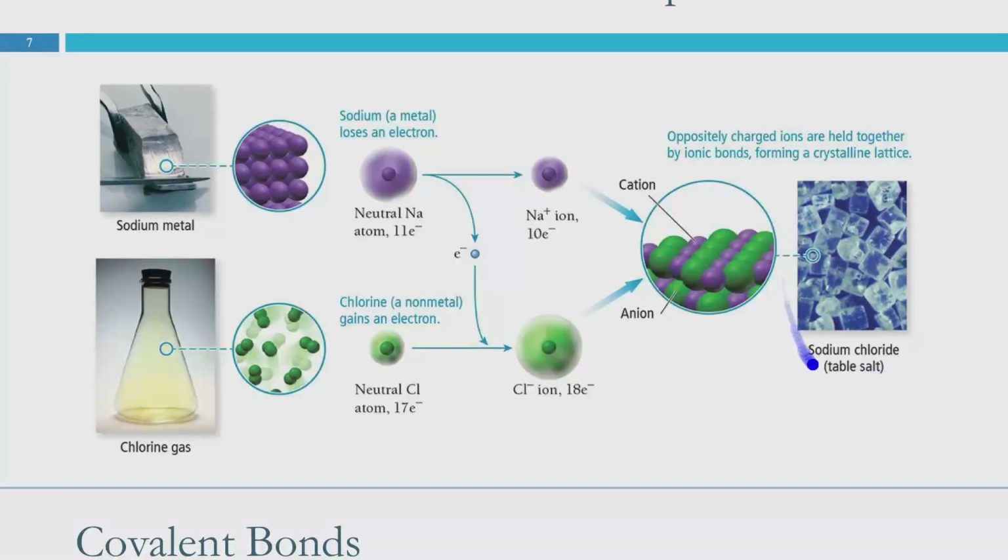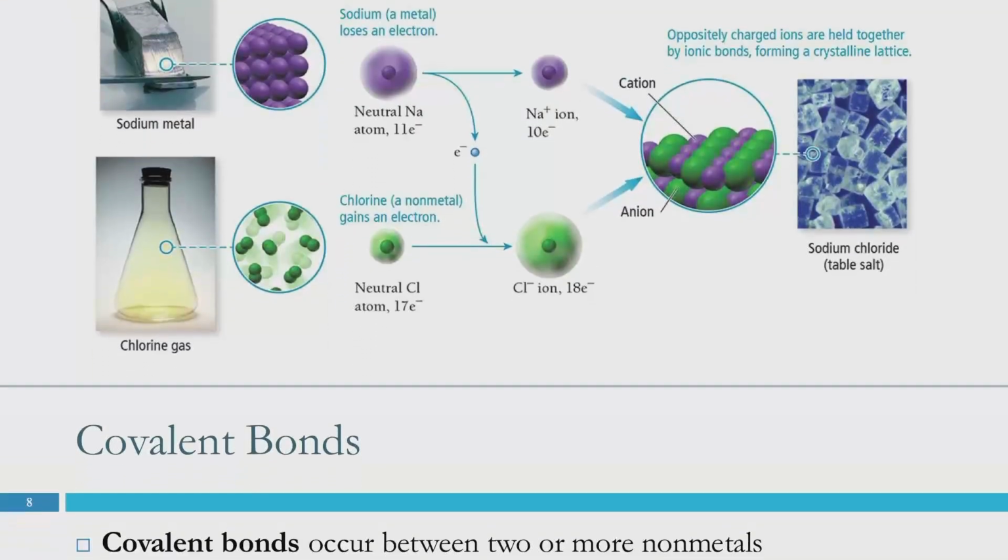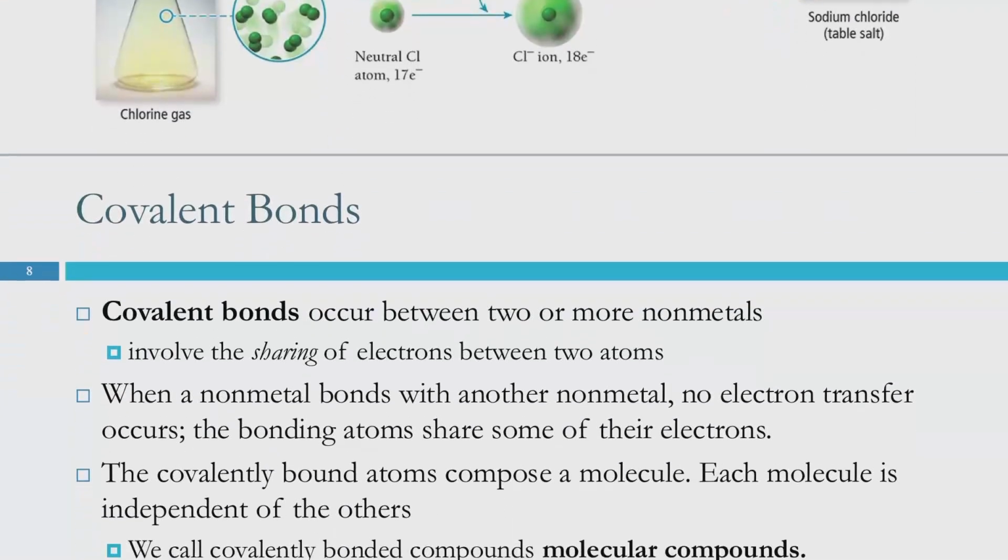And that can form a crystalline lattice, which is part of the reason that table salt forms crystals, because it's that alternating positive, negative charge. And that's why we get those crystal formations.